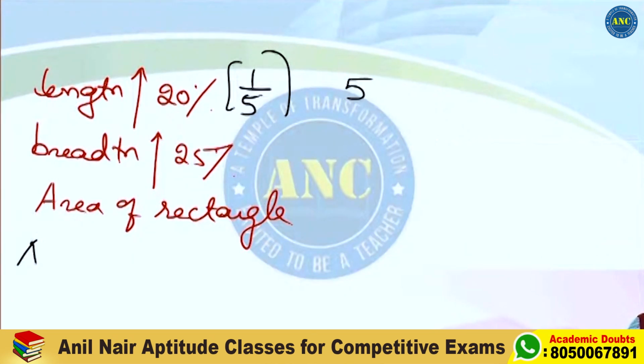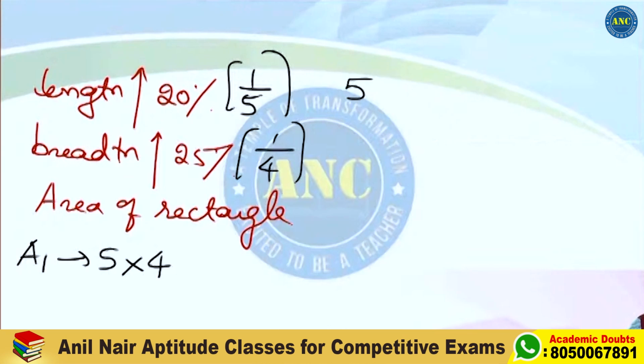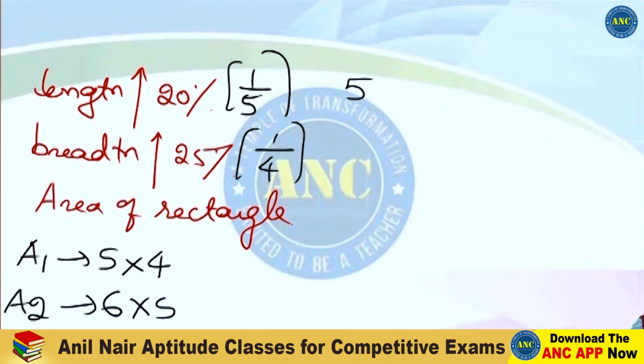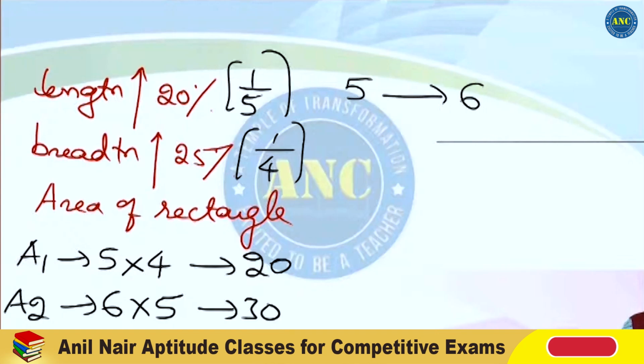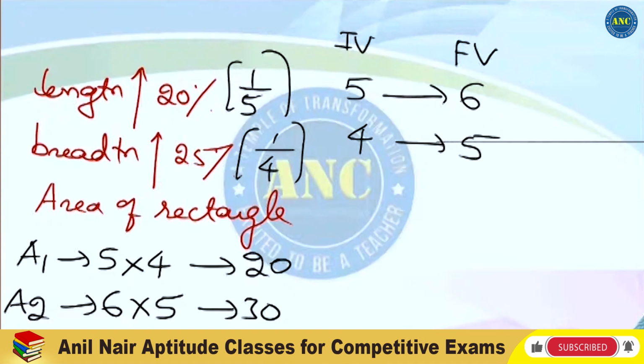Initially the area of the rectangle is 5 into 4. Finally it is 5 became 6, 4 became 5. These are 20 and 30. 5 increases by 1, 4 increases by 1. This is the initial value and this is the final value. Then probably you should not get this doubt.